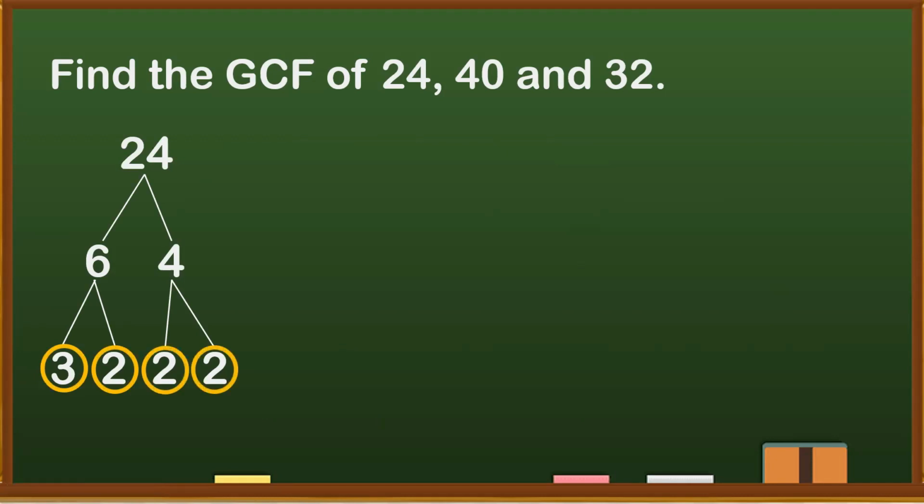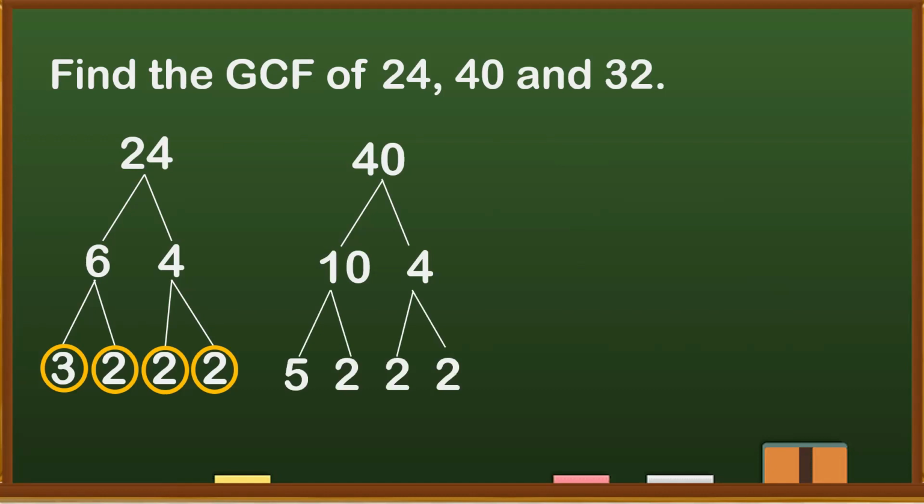And then, si 40, let's proceed to 40. Ano ba yung prime factors of 40? Sige, factor muna ng 40. We have 10 times 4. Si 10 and 4 are composite numbers, so pwede pa natin silang i-factor. What are the two factors of 10? That is 5 times 2. And si 4 naman ay 2 times 2. Okay, si 5 ay isang prime number, ganun din si 2, so encircle na natin silang lahat.